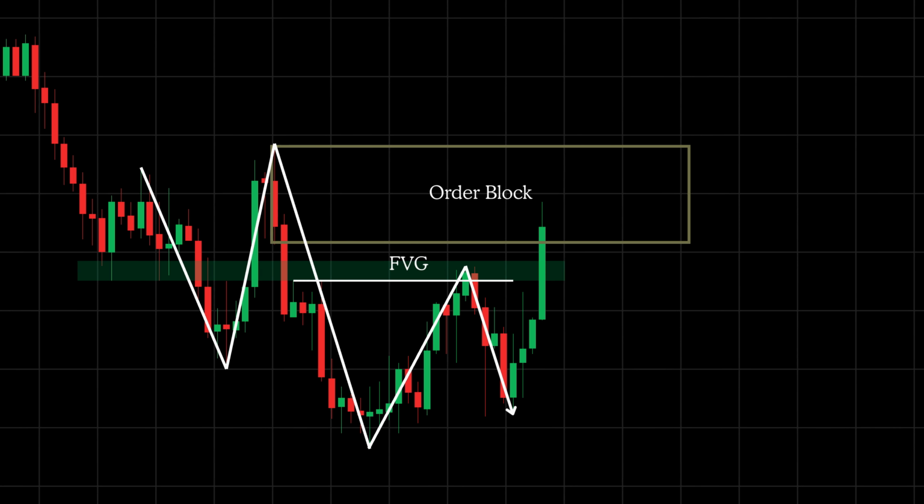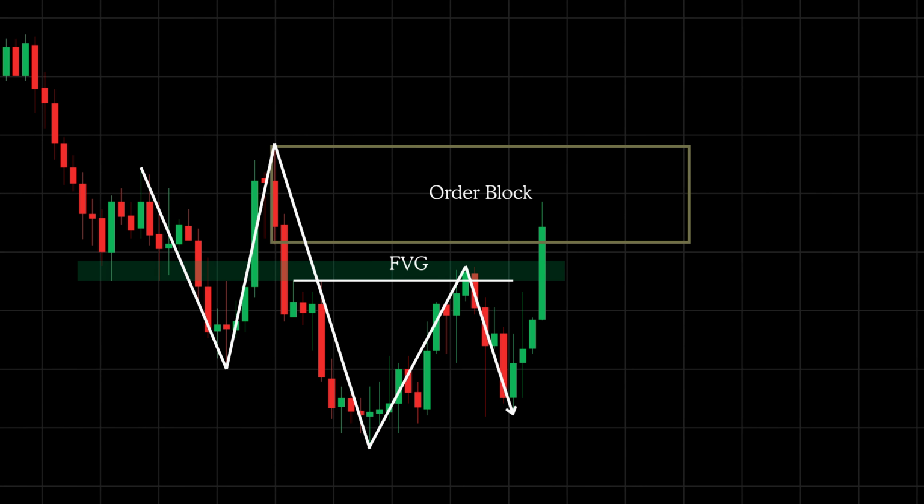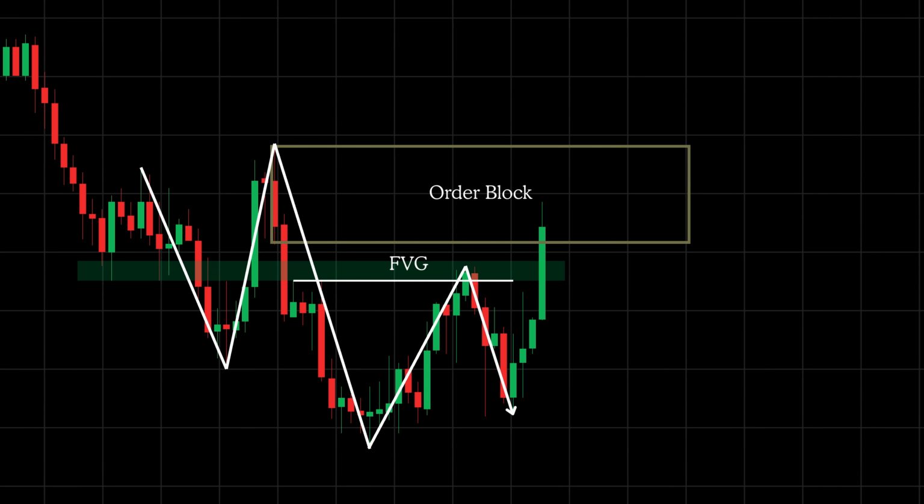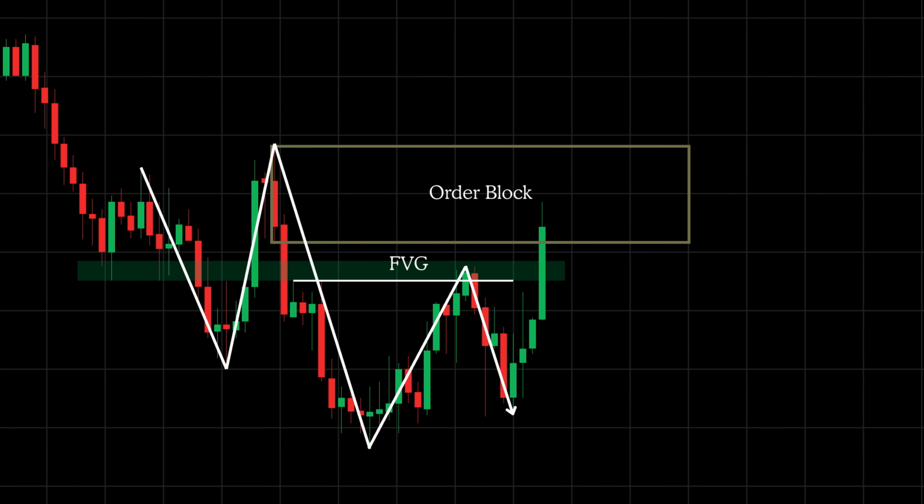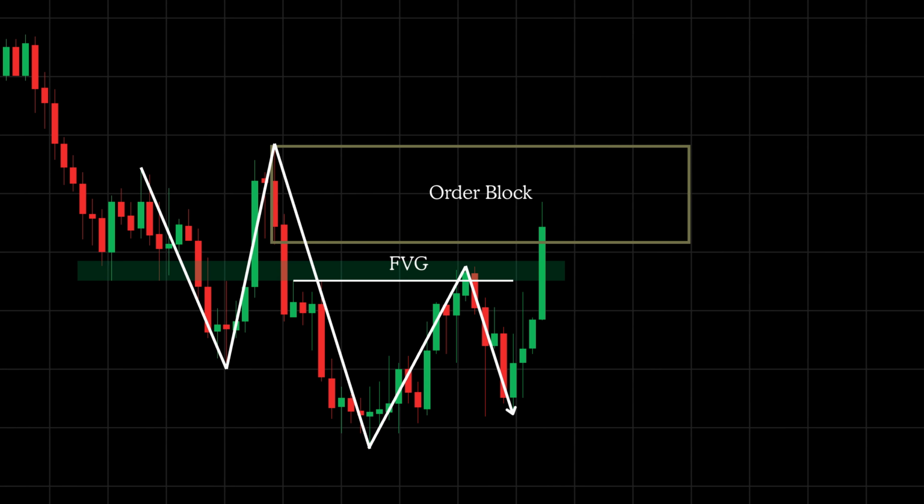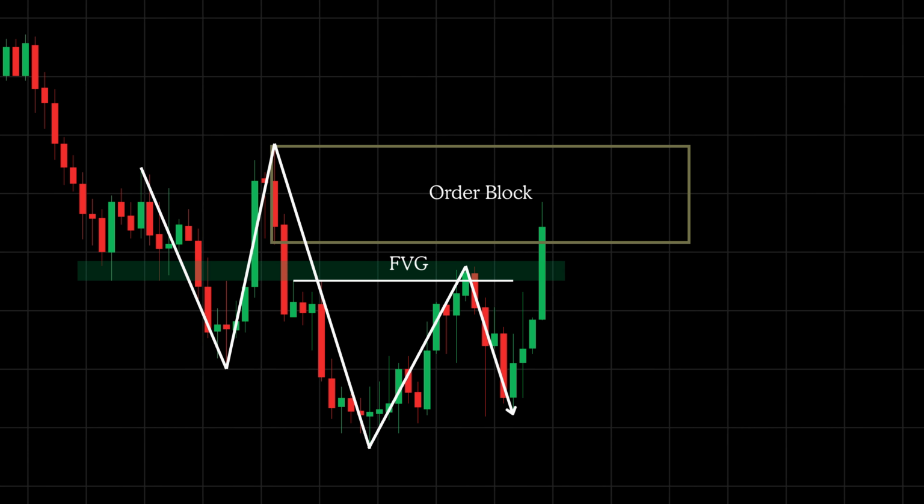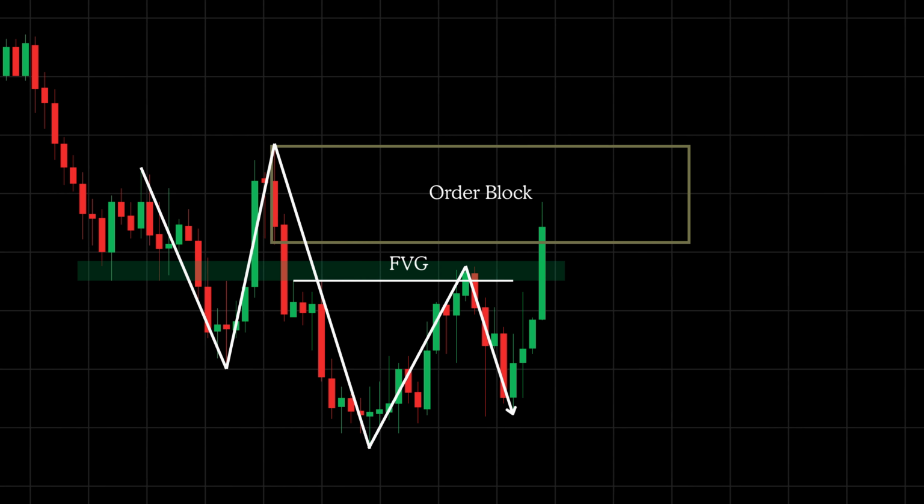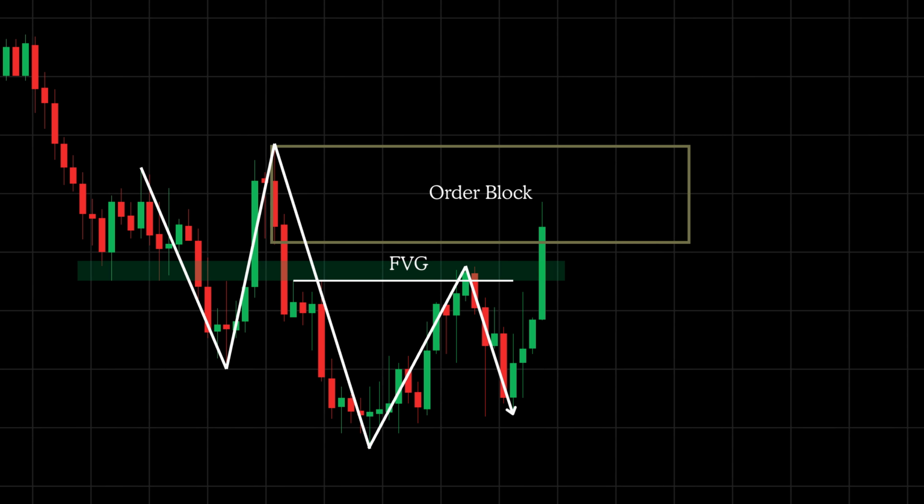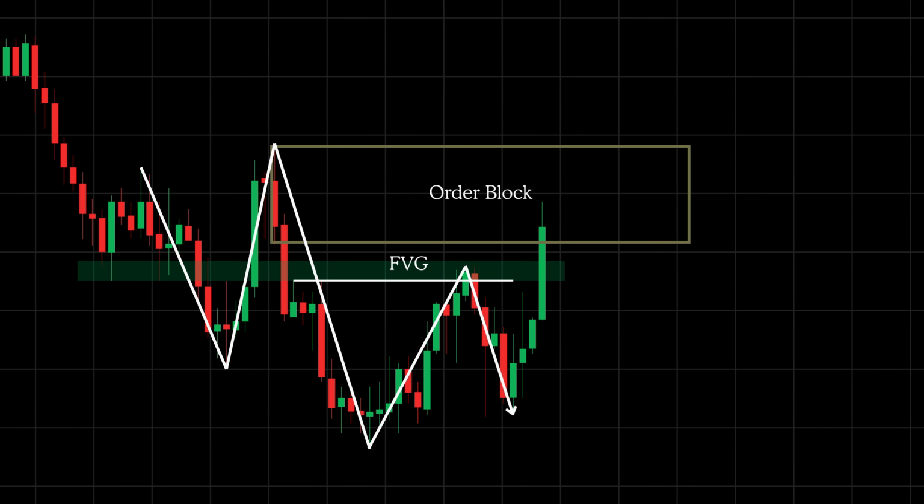We identified that the higher time frame bias was bearish. After marking our key supply zone, we patiently waited for price to enter that area. Once the market showed clear signs of bearish momentum, we executed the trade, basing our entry on a calculated risk-to-reward ratio. This approach ensures discipline and precision in our trading decisions.